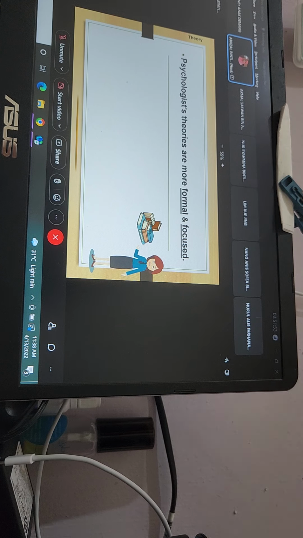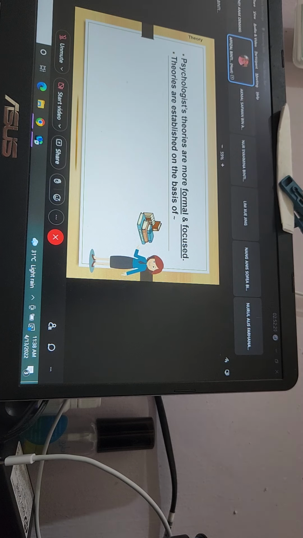Theories are more formal and focused. Theory is formal and really focused. Specific, if you want to study, for example, delinquents' stress, so you need to find theory related to delinquents' stress related with children. So you need to find a specific and more focused theory.